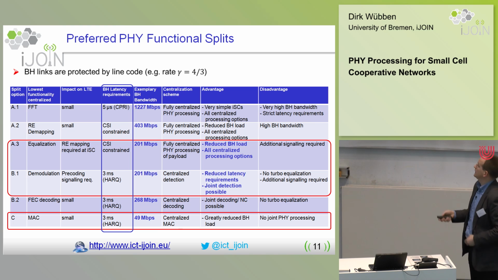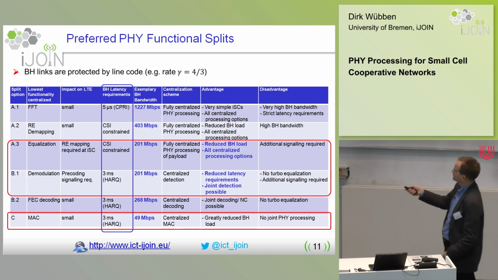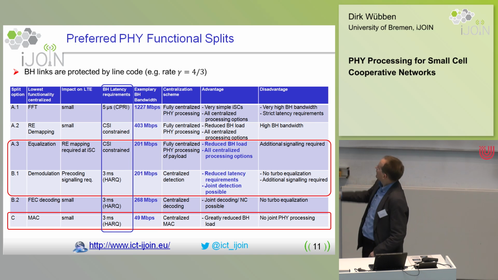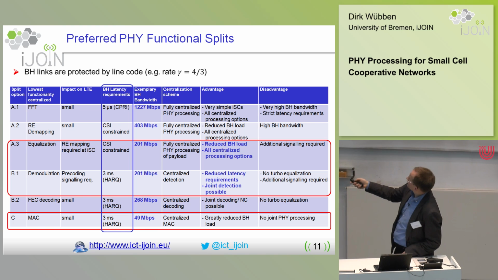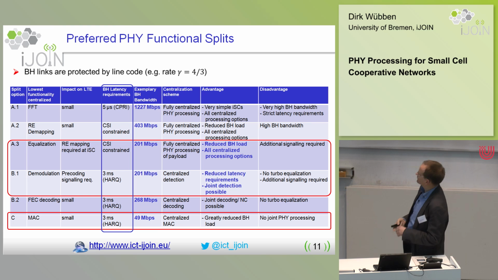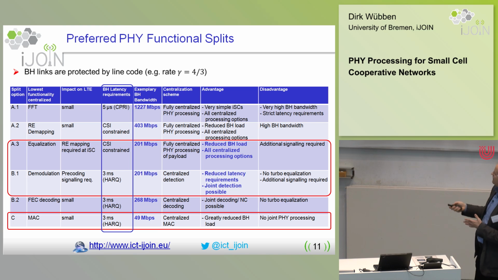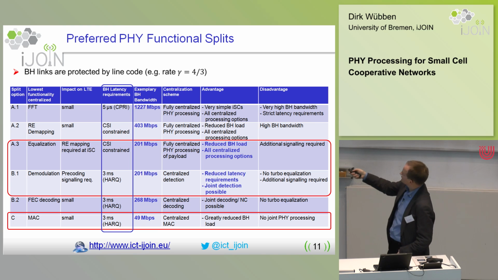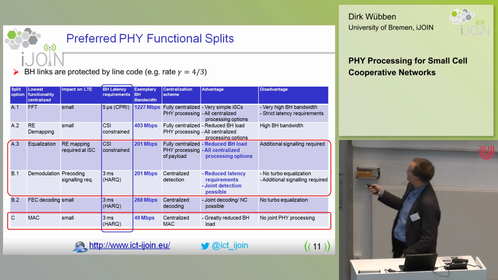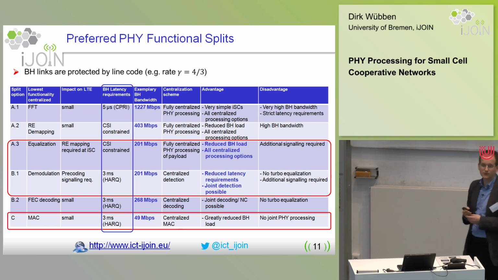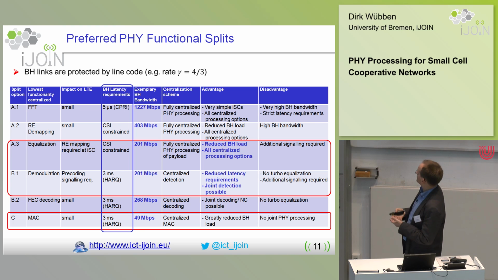We neglected this impact, and this also, of course, depends on the used line code. So between 1.2 gigabit per second up to 50 megabit per second. What we can also observe is that here basically functional split A3, B1 both, we have basically in this example the same rate. Here we have fully centralized PHY processing. Here we have only some part of PHY processing, which we can perform in a centralized way. So we have less gains.